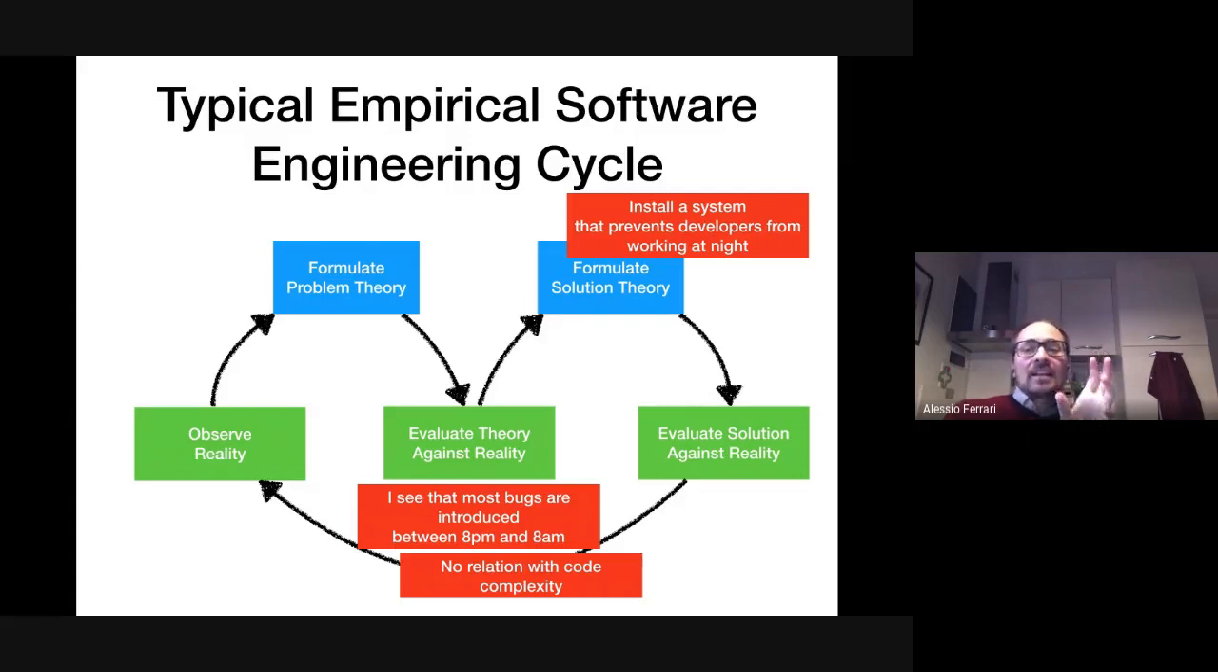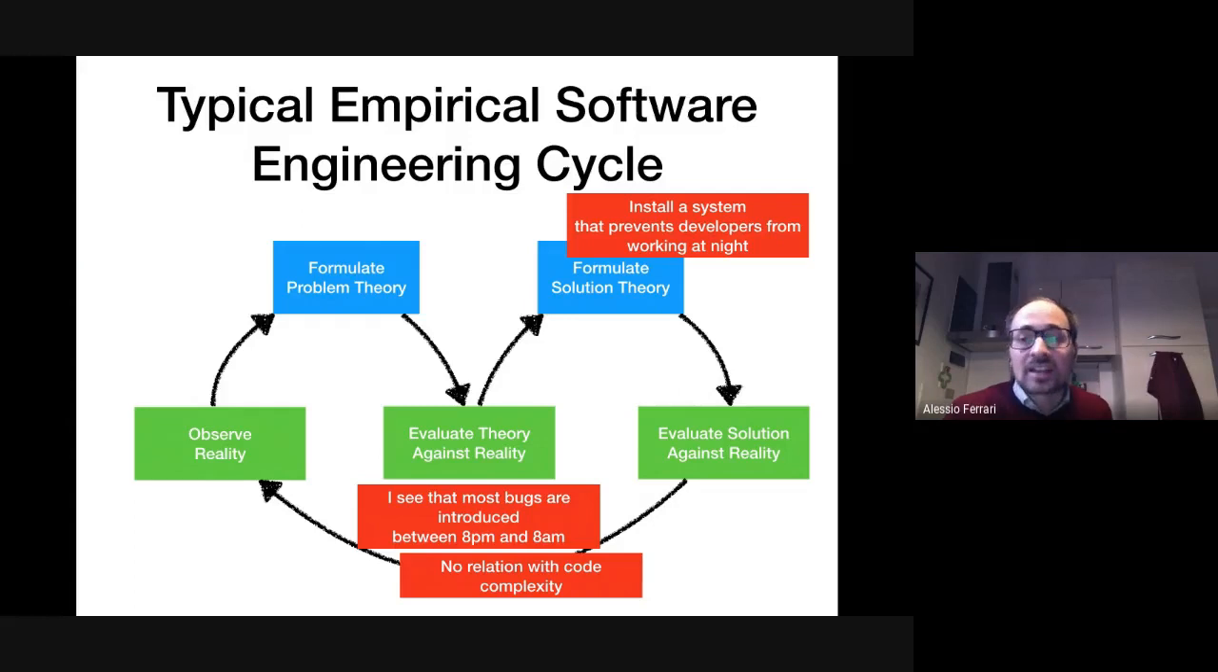And I solve the problem with an actual system: a software system that blocks them from uploading, for example, and also a system made of rules, a set of rules that tell them, hey guys, do not program between 8 p.m. and 8 a.m. You are not allowed, and you won't get paid for the time that you spent programming at that time.